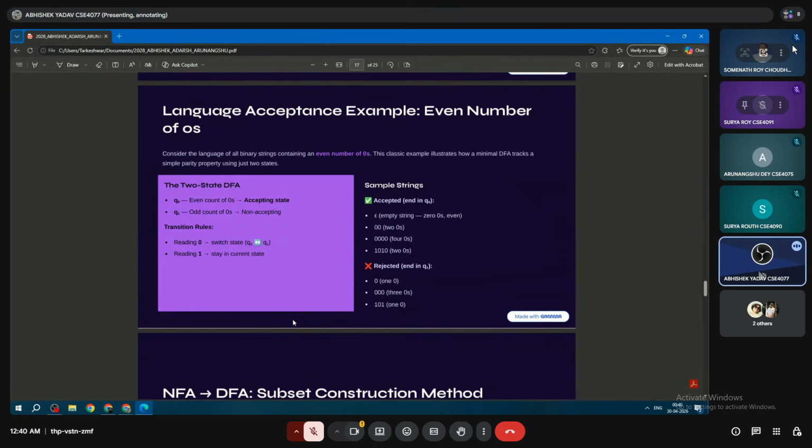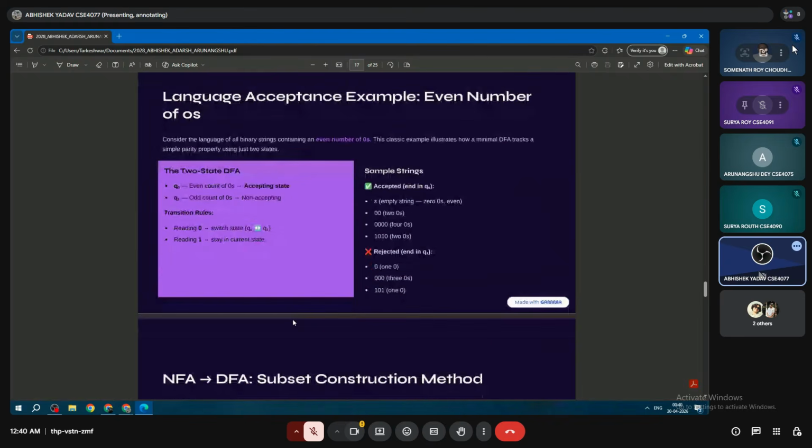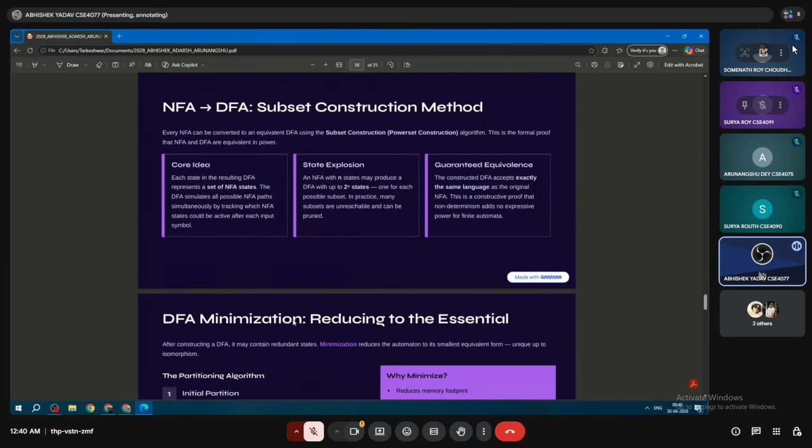So what are the things which are going to be accepted? Epsilon is going to be accepted, 00 is going to be accepted because it is even, 0000 is going to be accepted, and 1010 is also going to be accepted. Now, what are the things which are going to be rejected? 0 is going to be rejected, then we have 000, then we have 101, which is going to be rejected.